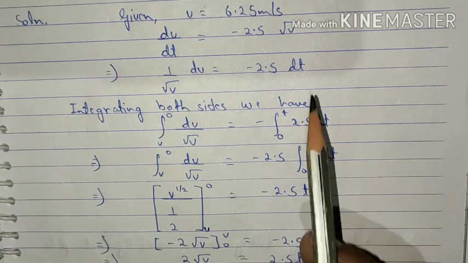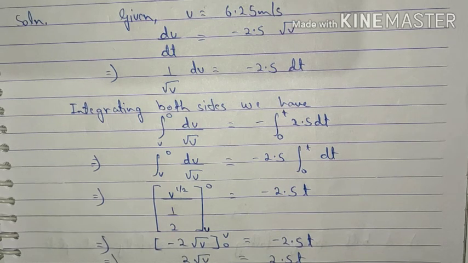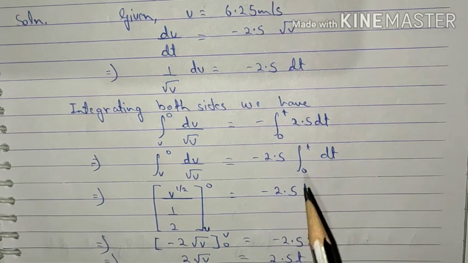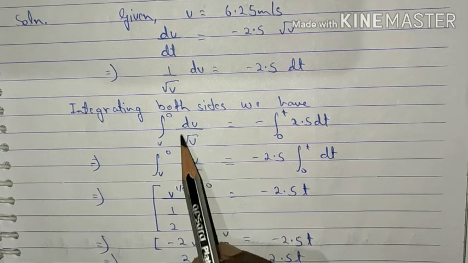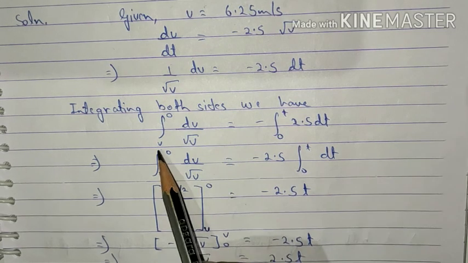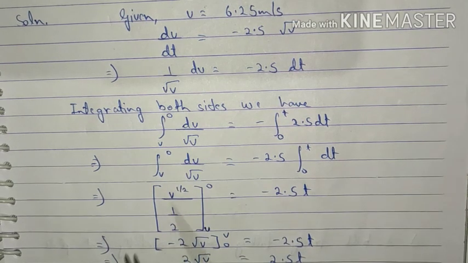Now since we have dt over here, whereas we have to find out the value of t, what we can do over here is go for integration. So integrating both sides, we are integrating 1 upon root v with respect to dv between the limits v to 0.